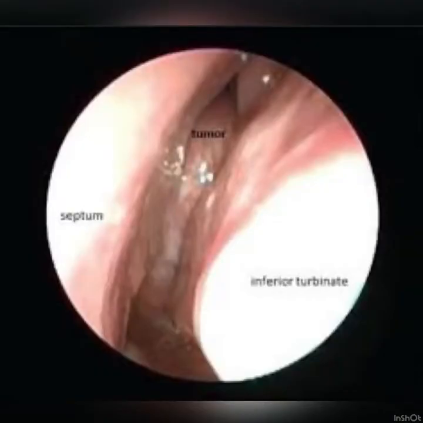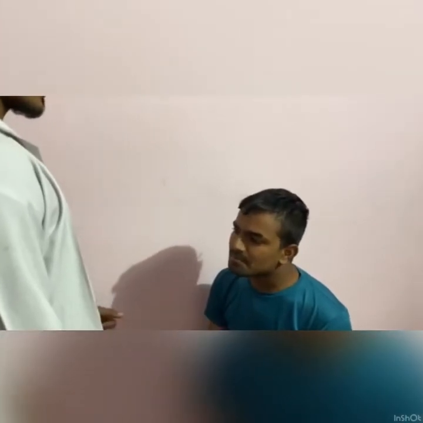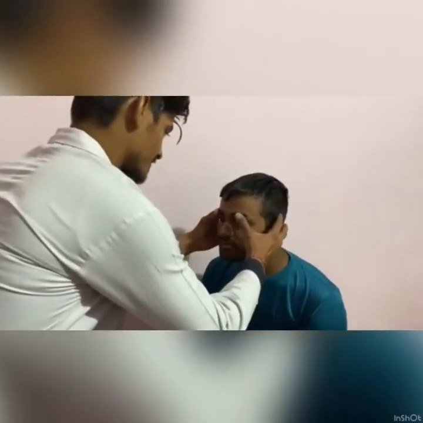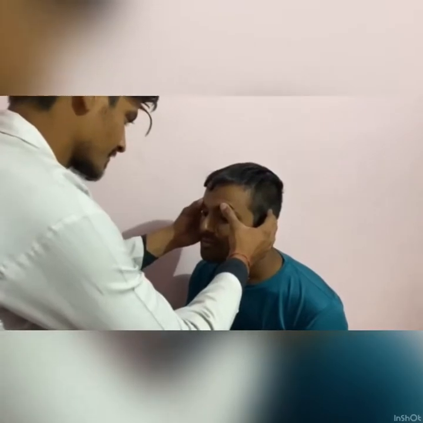Note the color and condition of the mucosa that covers the nasal septum. Conclude the examination by palpating the frontal and maxillary sinuses.